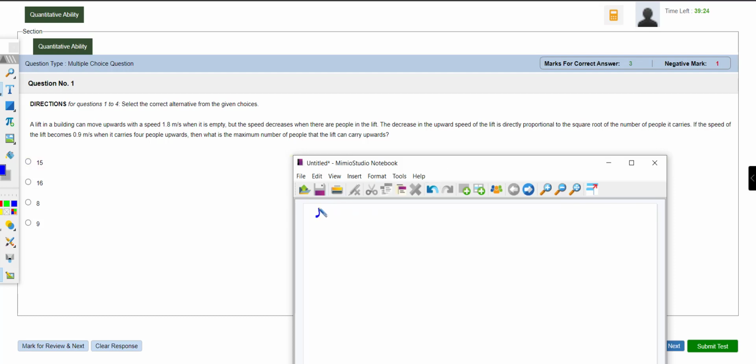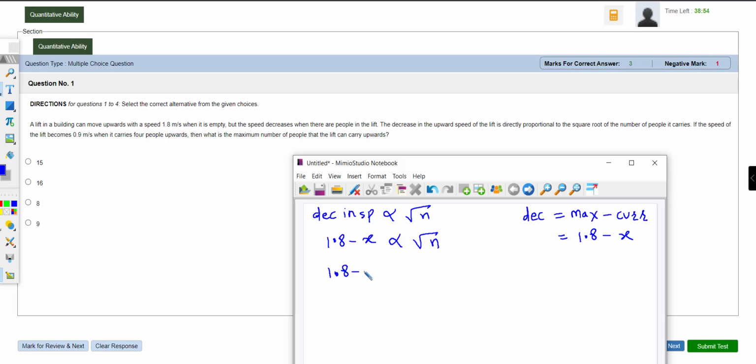So over here, what is given? The decrease in speed is directly proportional to the square root of the number of people in the lift. How to find the decrease in speed? Decrease in speed is maximum speed minus current speed. The maximum speed of the lift is 1.8 and let's say the current speed is x. So 1.8 minus x is the decrease in speed, that is directly proportional to the square root of n. In direct proportion the ratio remains constant, so (1.8 minus x) divided by root n in the first case is equal to (1.8 minus x) divided by root n in the second case.